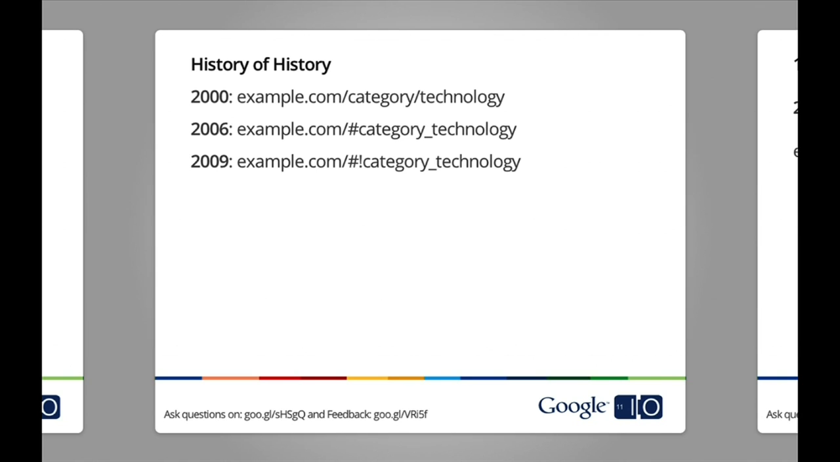In 2000, when we were all building our Perl apps and everything, we had a URL structure that normally closely mimicked the directory and file structure. So you would have a category, and then inside that category you might say, well, this is a list of technology articles, and the server would actually render that out and send it to the client.